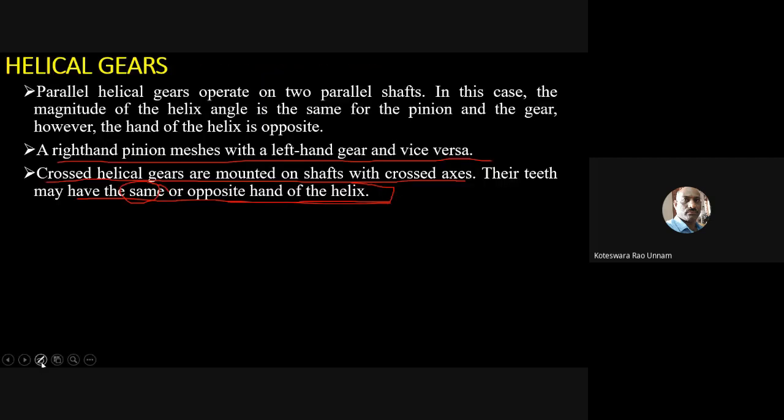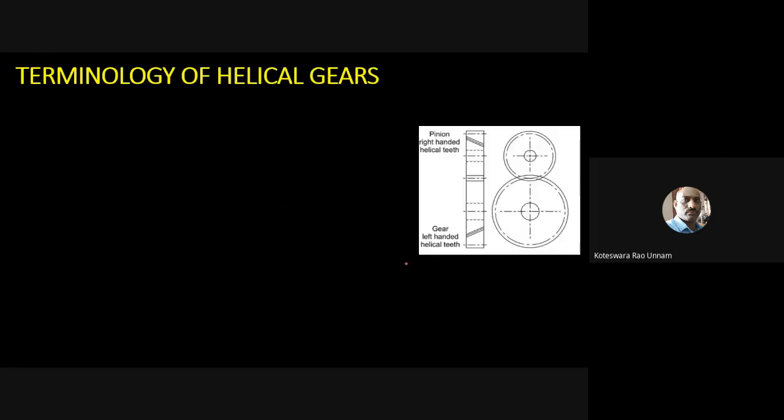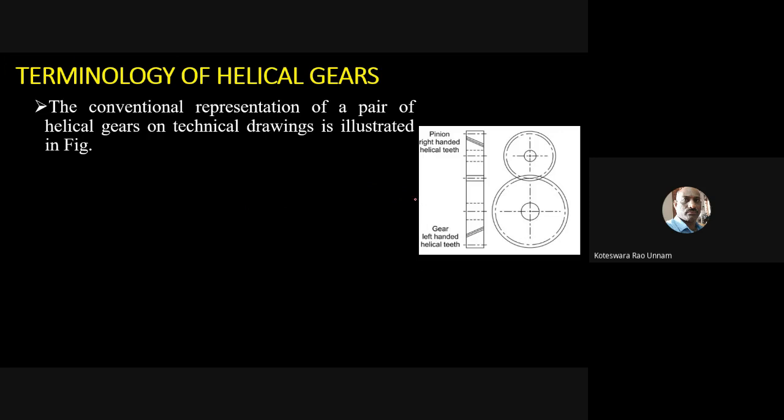Okay, so that is the definition and conditions for meshing of helical gears. Now this is the conventional representation of our helical gear train or gear drive, whatever you can call it. Here we have a pair of helical gears. This is the convention we need to follow for left hand and right hand. If the edge is slanting towards the right, then we call it a right hand helical gear. If the edge is slanting towards the left, then we call it a left hand helical gear.